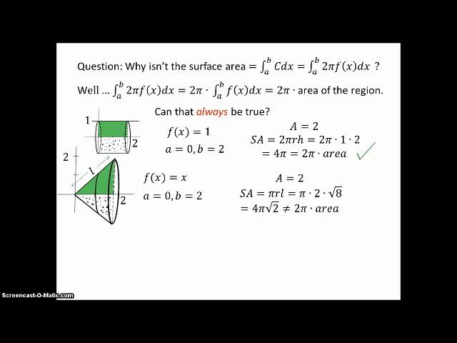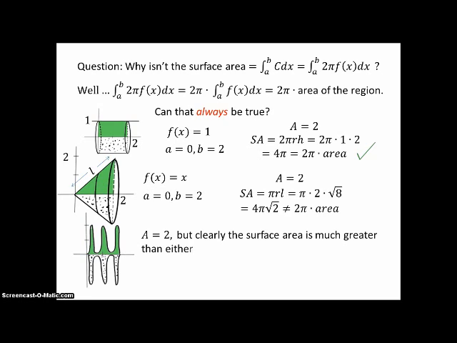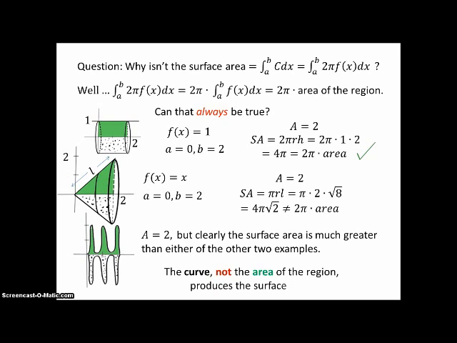Now here's a more extreme example. If we had an area something like that, with a curve that goes up and down, and revolve that, then the area is still 2. We could make the area 2, but clearly the surface area is much greater than either of the other two examples. The curve, not the area of the region, produces a surface area. And so we have to do things a little bit differently.